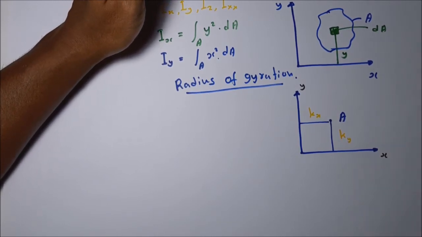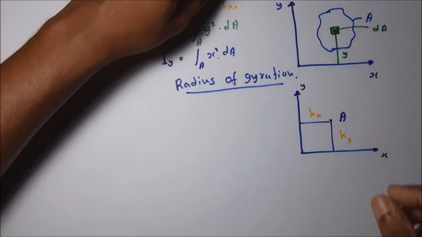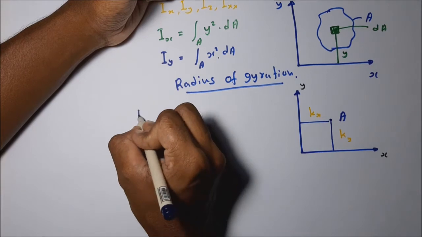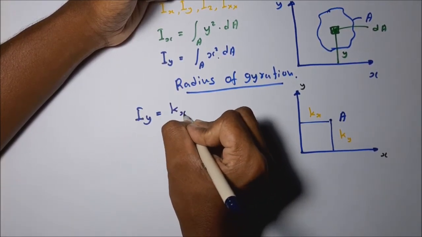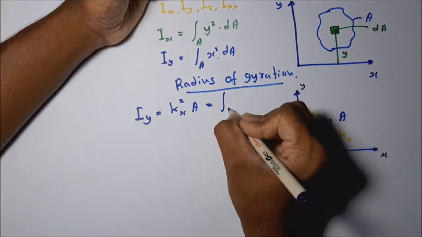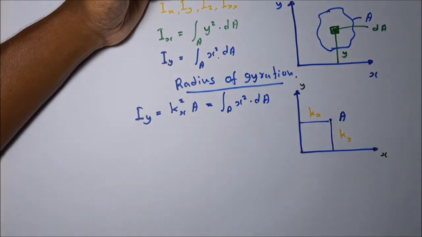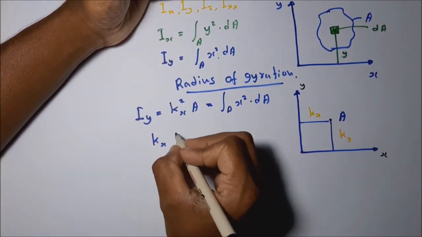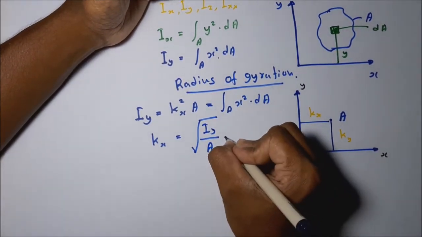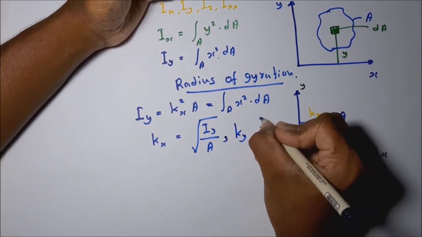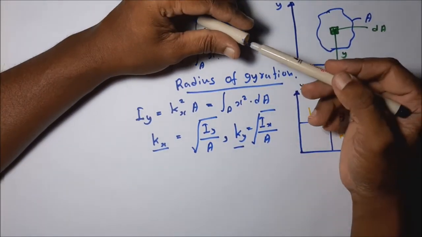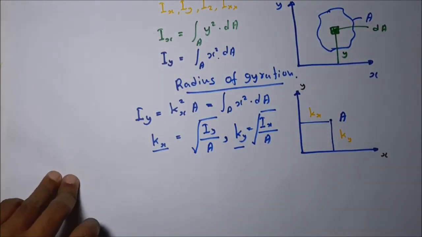Here the kx and ky we can calculate in this way. Iy is equal to kx square into A, which is also equal to the integral of x square dA. Then if we make kx the subject, kx is the square root of Iy divided by A. At the same time, we can write ky as the square root of Ix divided by area. Okay, kx and ky.